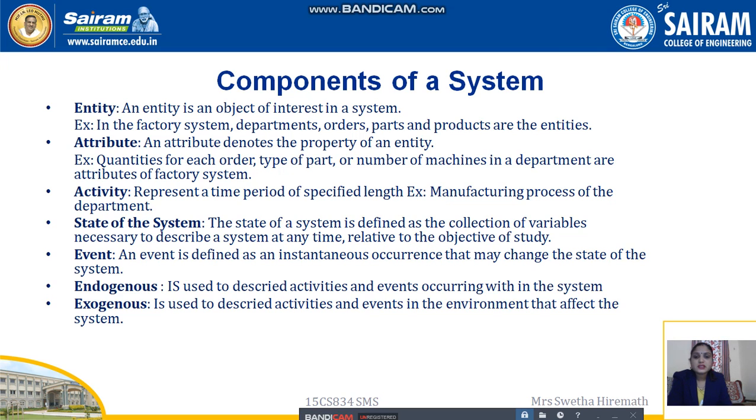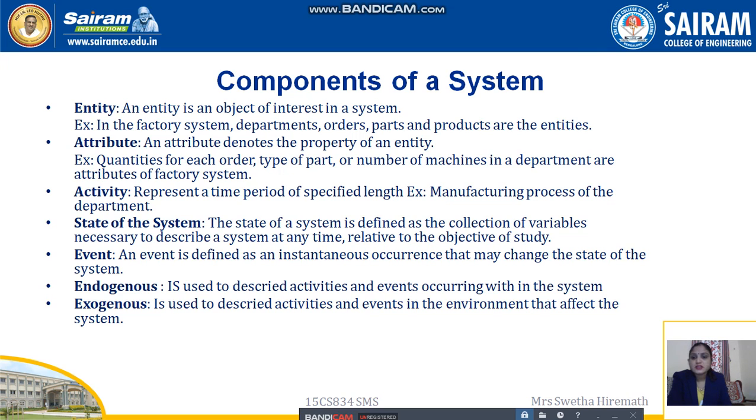Event. An event is defined as an instantaneous occurrence that may change the state of a system. So some event is going to affect the state of a system. For example, if the customer comes and gets his token, only then will he be allowed for the service. That change in occurrence is nothing but the event of a system.